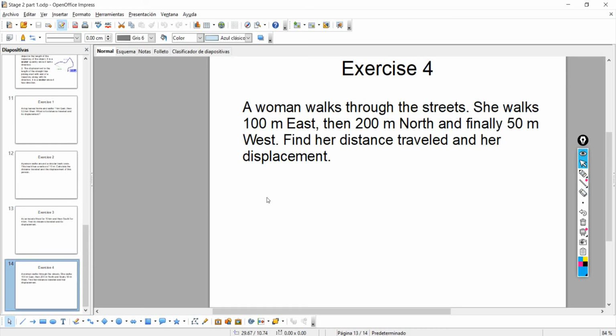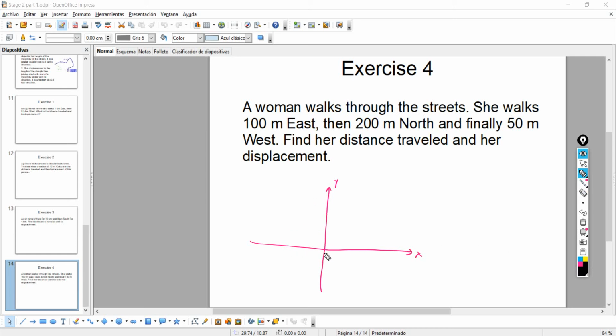And the next one is going to be very similar. We have a woman walking through the streets. She walks 100 meters east, 200 meters north, and finally 50 meters west. Find her distance traveled and her displacement. So it's pretty much the same problem. The only difference is that now we have three independent motions in succession, but other than that, it's the same problem.